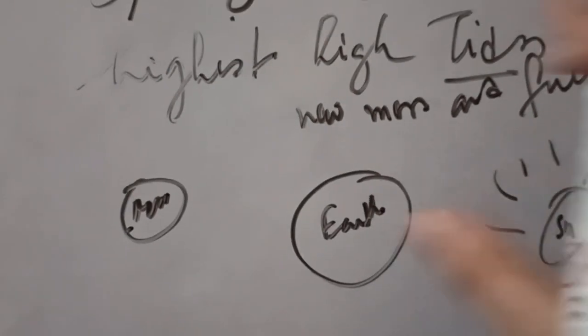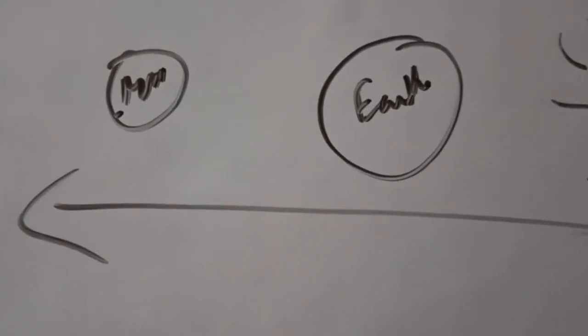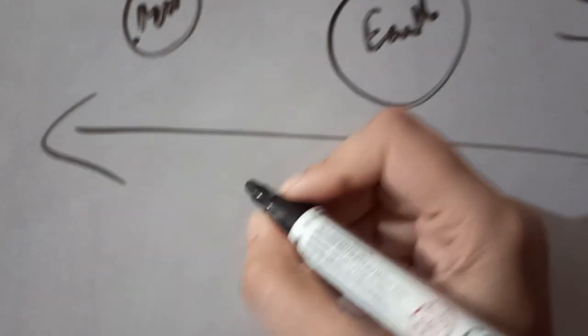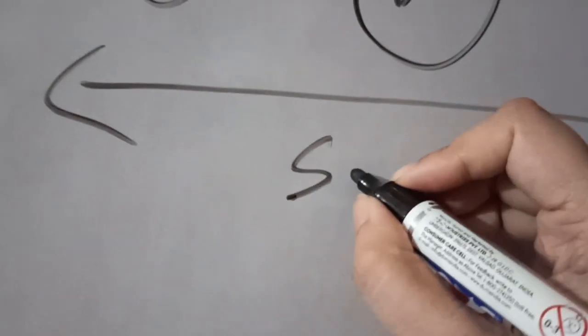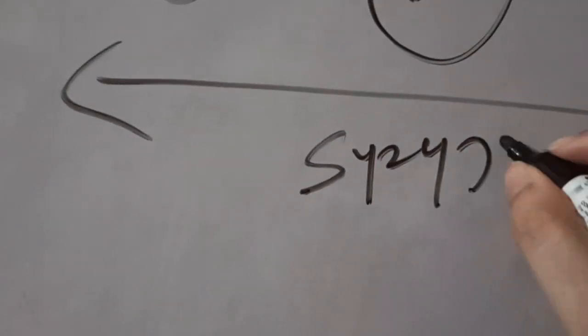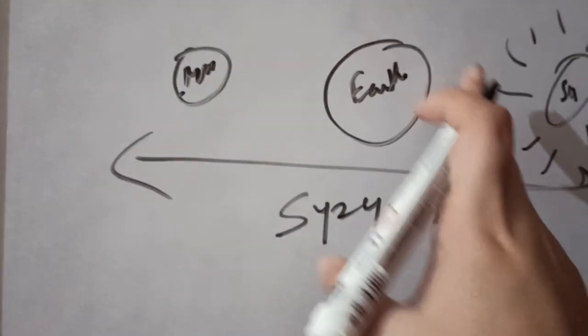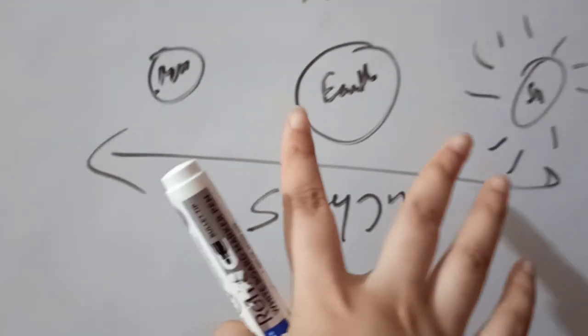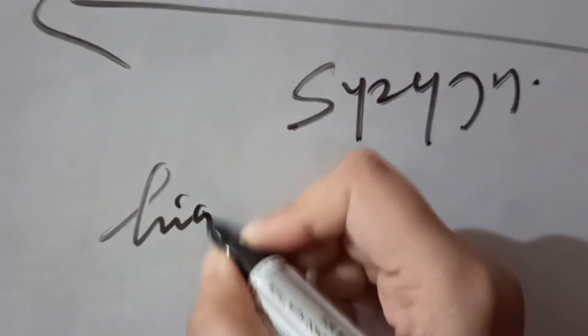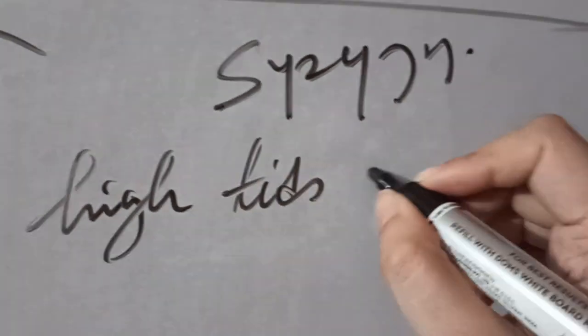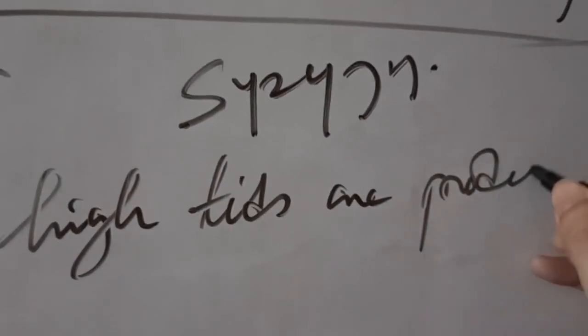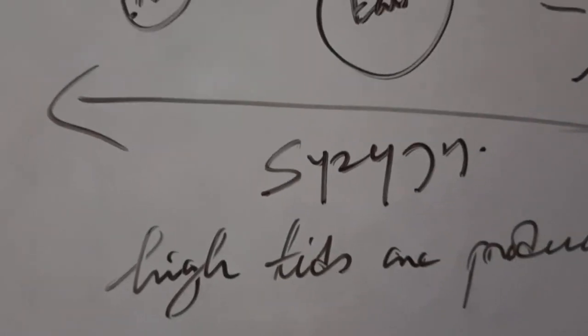Okay, so on these days the sun, moon and the earth almost lie in a straight line, and this position is known as the syzygy. So due to the combined pull of the sun and the moon, very high tides are produced during the time of this spring tide.